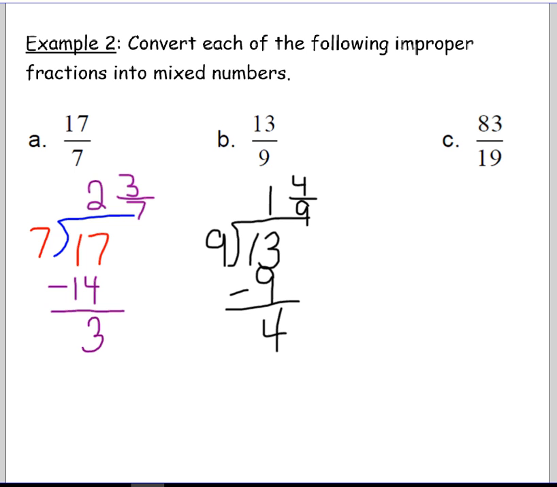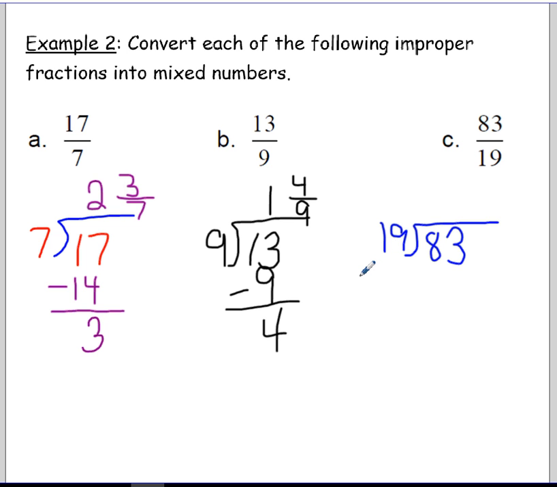And let's look at C. 19 is our denominator and 83 is our numerator. So let's put 19 on the outside, down and out, and then 83 on the inside. And I don't know my multiples of 19. I'm guessing you don't either. So let's look at this using numbers that we can think of easily.